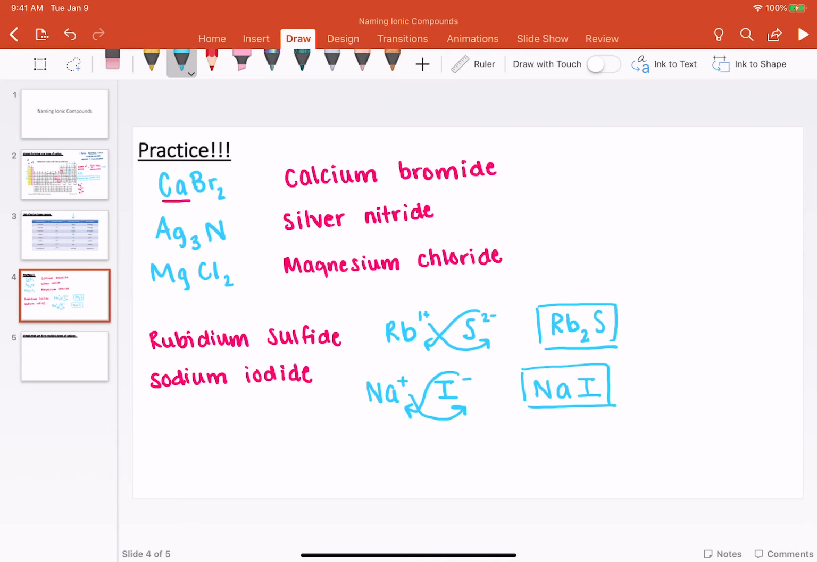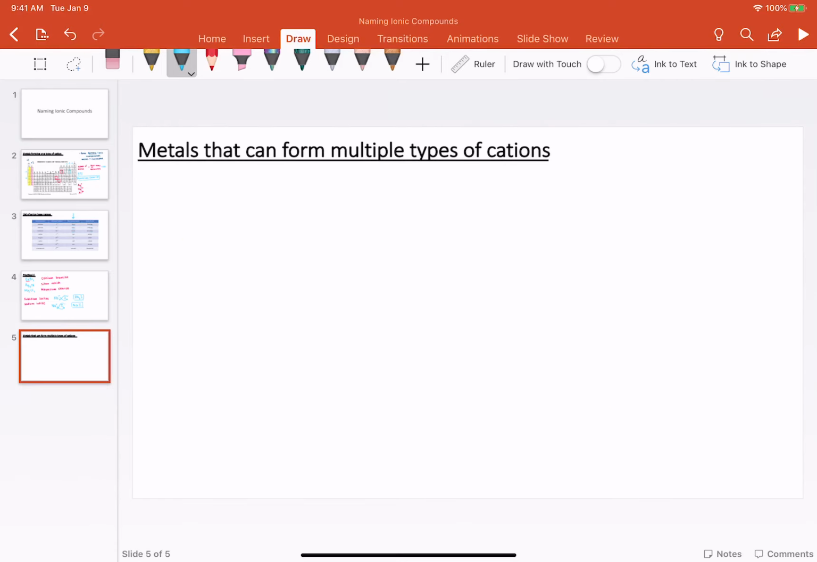So that's the first method of naming ionic compounds. The second method is going to be used for metals that can form different types of cations. So this is the method that we're going to use whenever we have a transition metal.